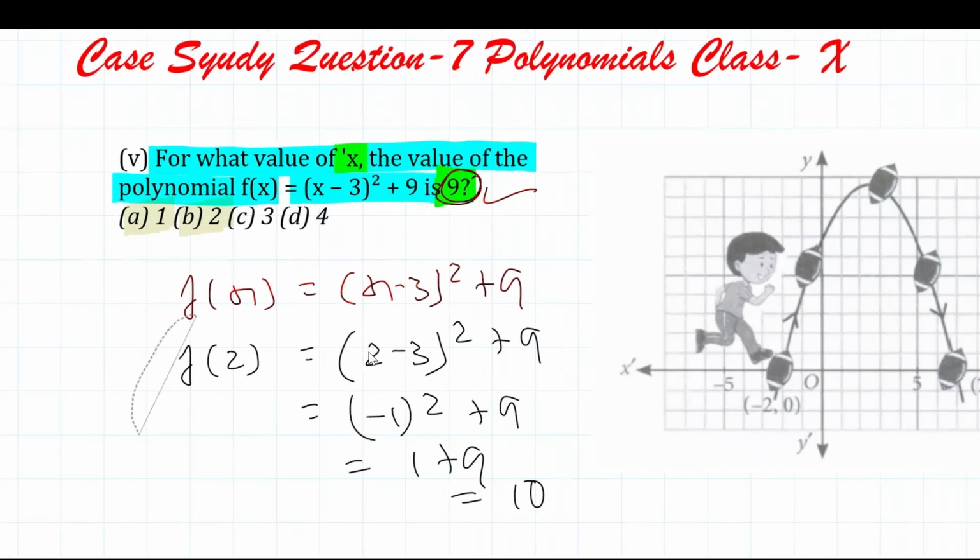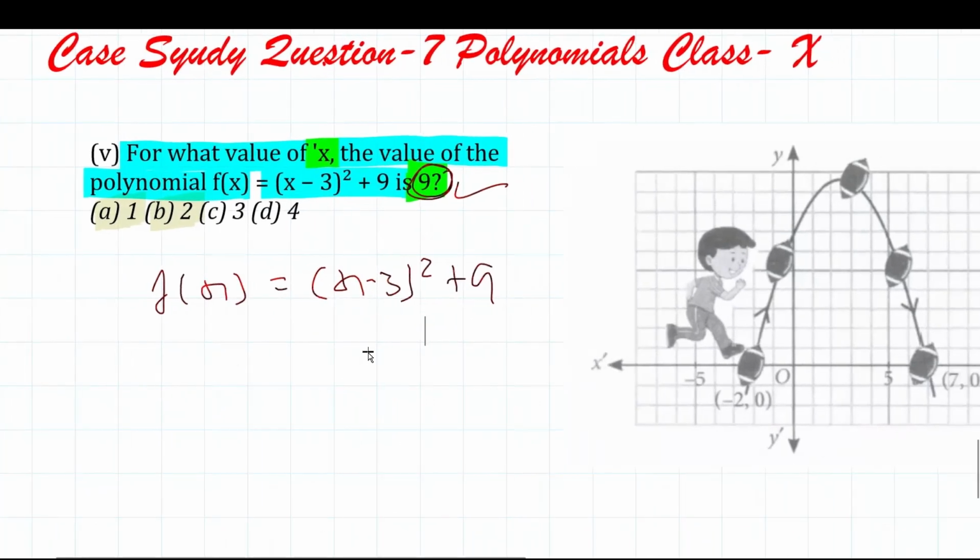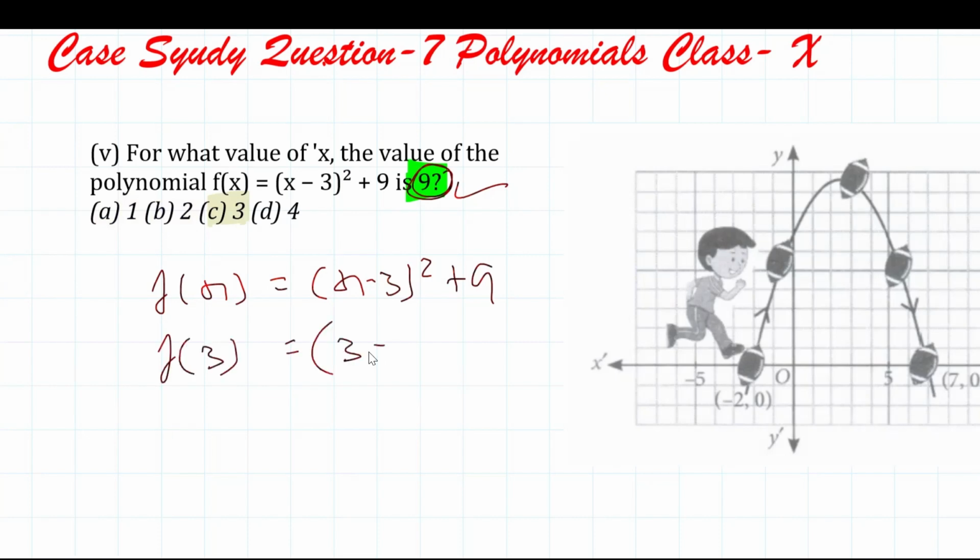Now we have other options. Option C, which is 3 in this case. Replacing x as 3, it gives you (3 minus 3) the whole square plus 9. 3 minus 3 is 0, 0 square is 0, 0 plus 9 is what? 9. Yes. So we'll say that C is the correct option. So when x is 3, the value of this polynomial is 9.